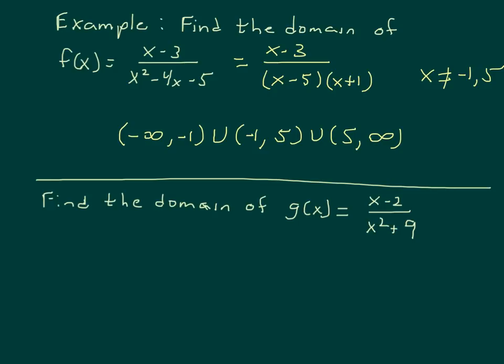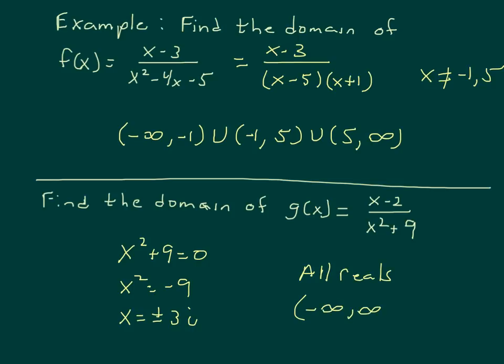In the second example we want to find the domain of g of x, where g of x is equal to x minus 2 over x squared plus 9. Really, what I'm looking at is the values that will make my denominator equal to 0. So I'll set x squared plus 9 equal to 0. And notice when I solve that, I get x squared equals negative 9, so x would end up being plus or minus 3i. Our domain has to be real numbers, and since the values that make the denominator 0 happen to be complex or imaginary numbers, for function g the domain is all real numbers, and the interval would be from negative infinity to infinity.